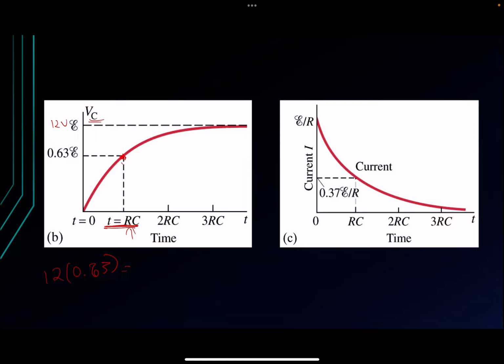So the opposite is happening with our current. We start with our maximum current as soon as that starts to charge, and that's the current going through the resistor, right? Because it builds up on that capacitor. So we start at our maximum and then we're decreasing. So after one time constant, again, that's e to the -1, we get 0.37 or 37% of our total maximum current.